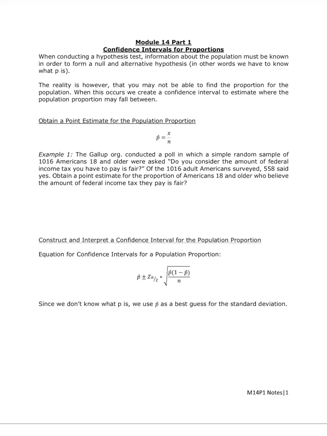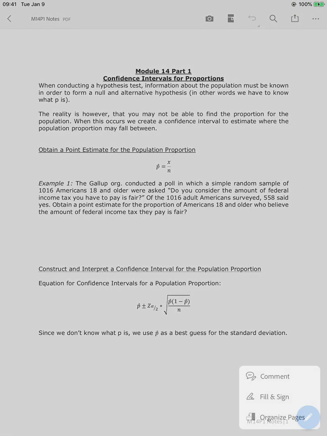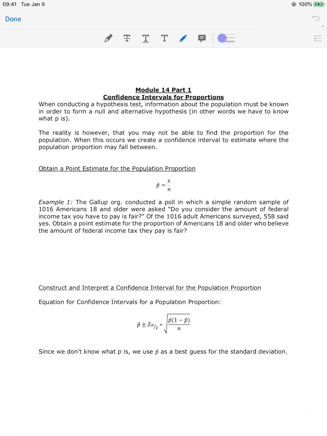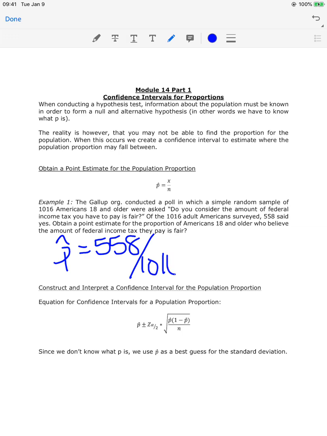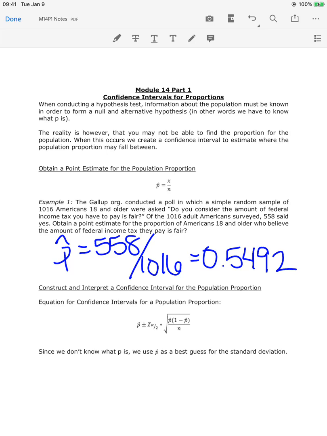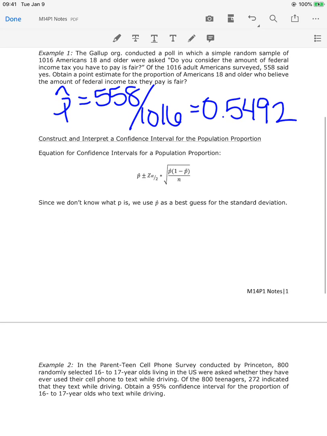X is the number of individuals with the desired characteristic. So in this case, it's going to be the number of individuals that said yes. So our p hat is going to be 558 over n, the sample size, so 1016, because that's how many people we surveyed total. And when you do 558 over 1016, you get 0.5492. So that's just a quick review on how to find p hat. So now let's look at how to create that confidence interval.